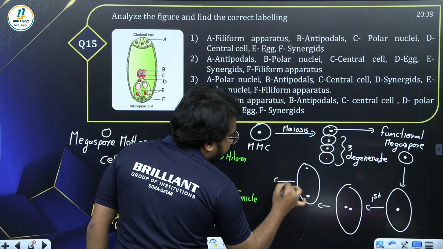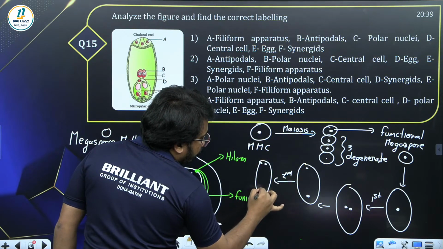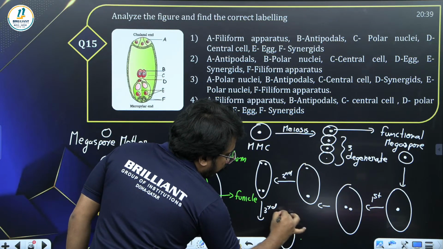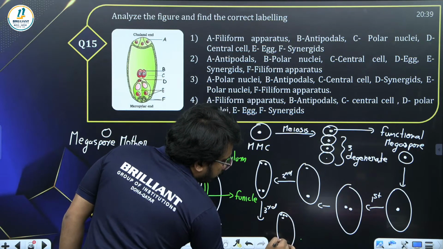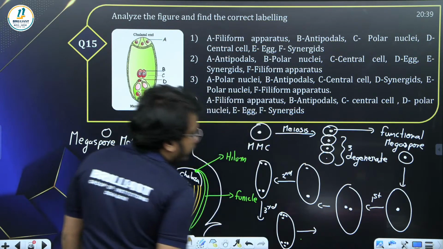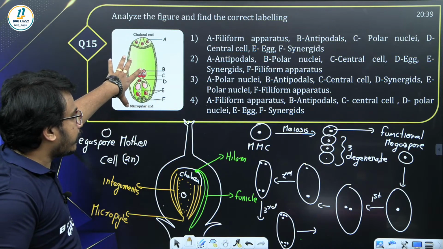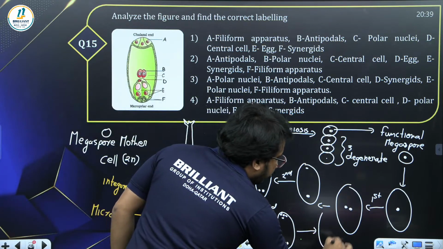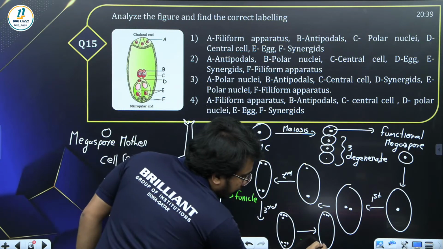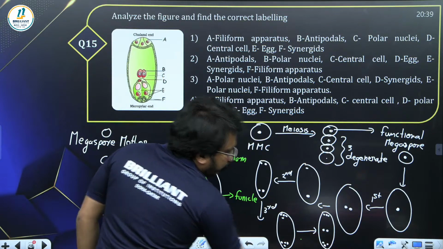After moving towards each pole, they will undergo a second round of nuclear division in order to form 4 nuclei. Then they will undergo a third round of nuclear division in order to form 4 nuclei at each pole. Finally, after 3 rounds of nuclear division, they will turn into the functional embryo sac. After this, you can see there will be 3 nuclei at the chalaza, 3 nuclei at the micropyle, and 2 nuclei at the center.